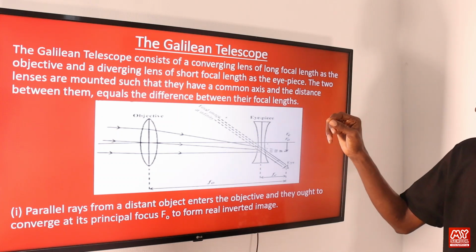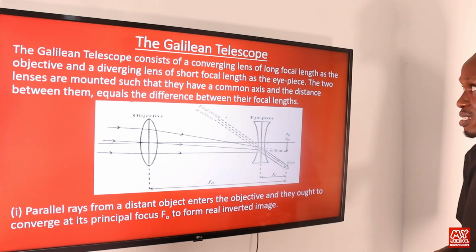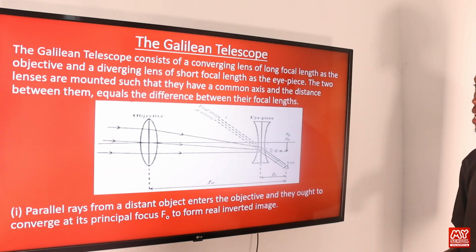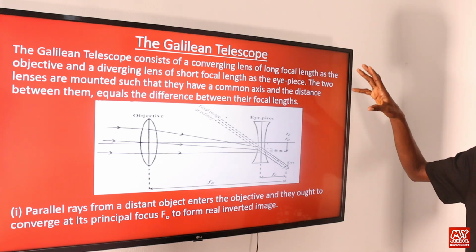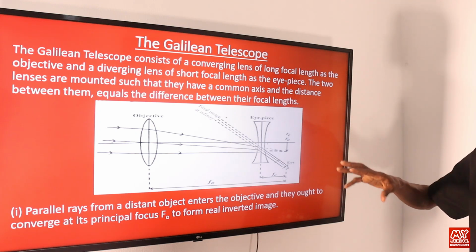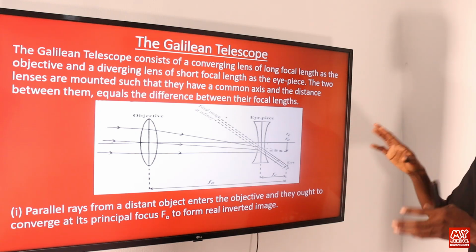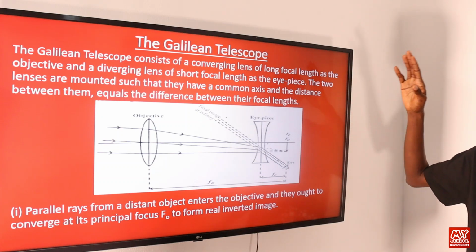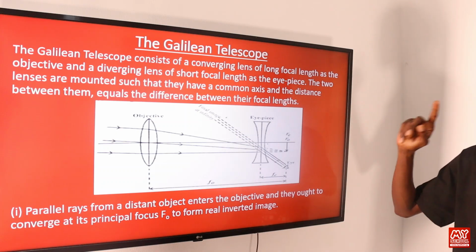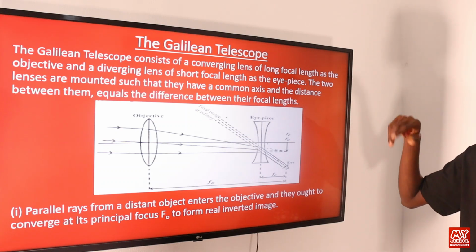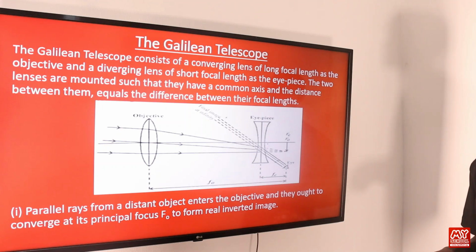So the Galilean telescope consists of a converging lens of long focal length as the objective and a diverging lens of short focal length as the eyepiece. So the Galilean telescope combines the two types of lens. We have the convex lens serving as the objective, and we also have the diverging lens, or the concave lens, serving as the eyepiece.